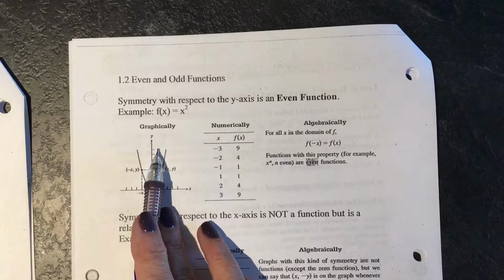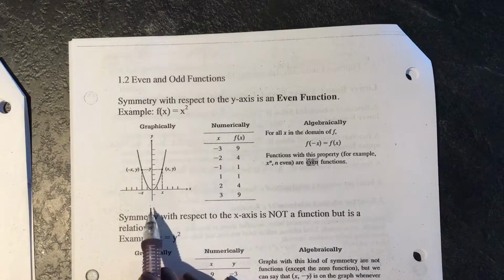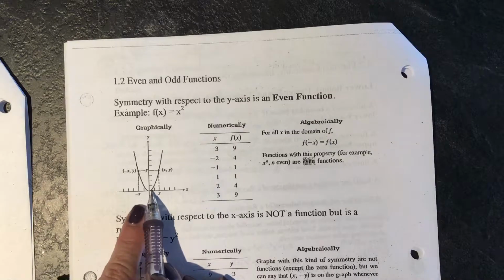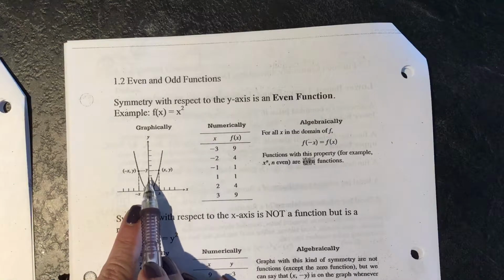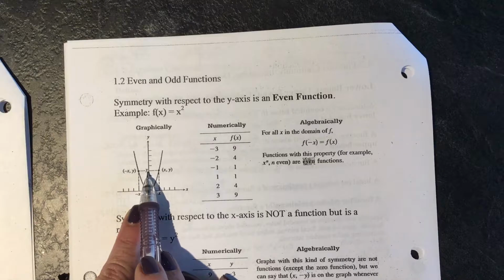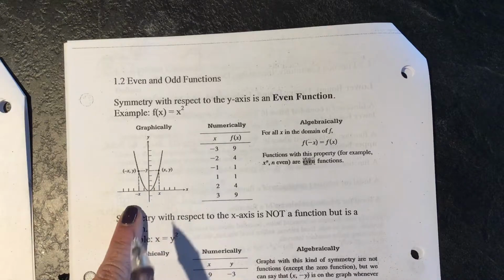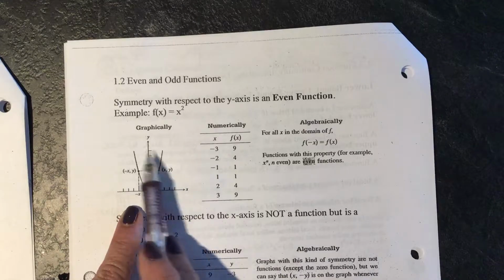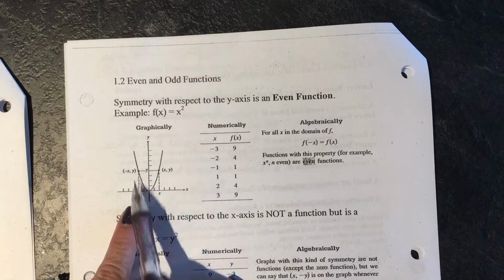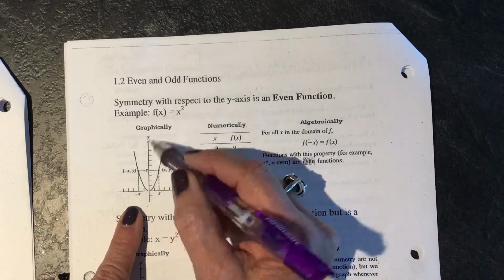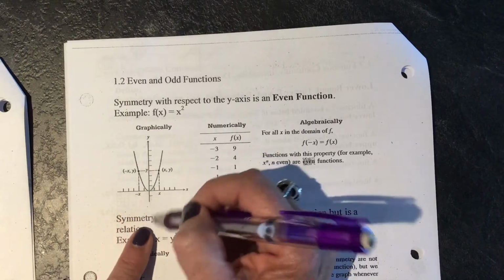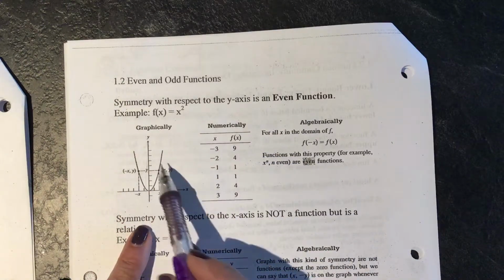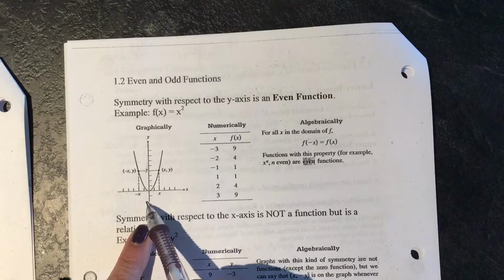Graphically, an even function will be symmetric to the y-axis. So everything on the function that is to the right of the y-axis will be exactly the same as it is off to the left of the y-axis. And so we can see symmetry again. The y-axis perfectly dissects an even function.